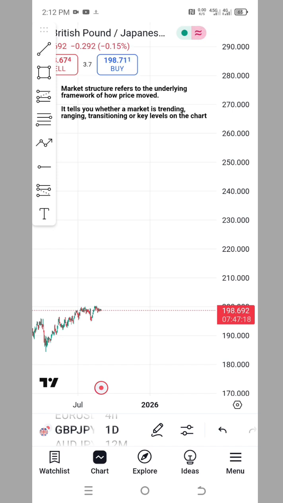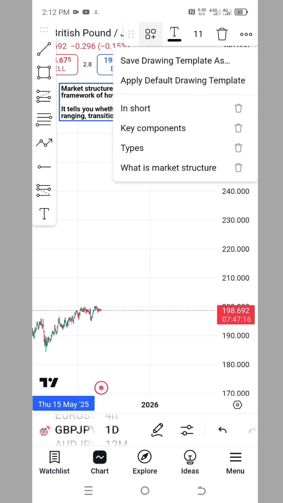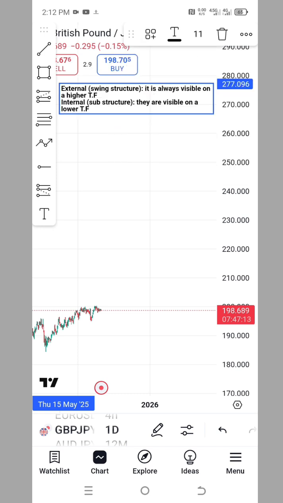So without wasting too much of your time, let's go to the types. Under the types, this one is more like types of structure. In this financial market, there are types of structure to my knowledge. Number one, I'll call it the external structure, or the swing structure.